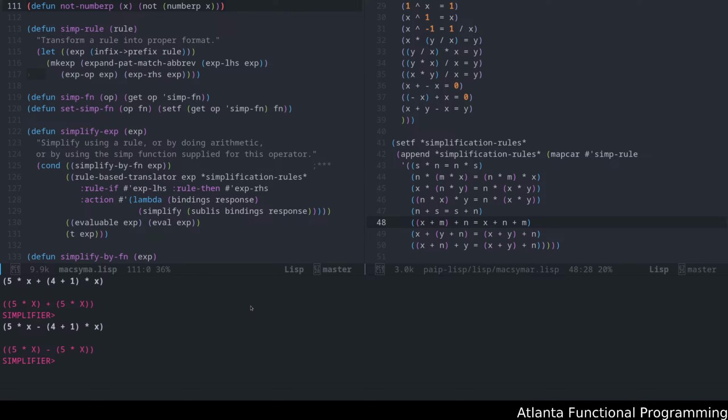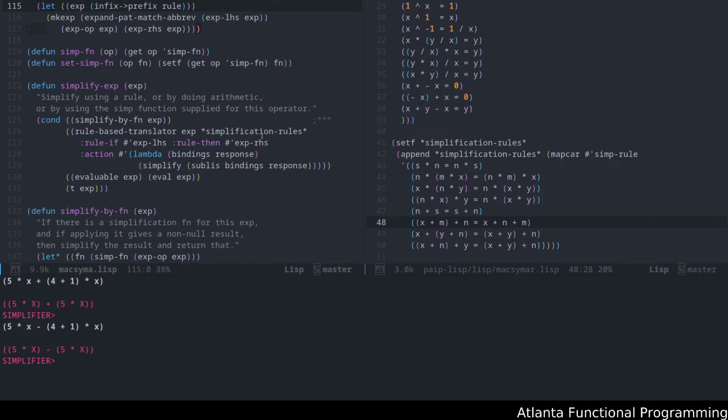This is doing the role-based translation. Right, this is doing the role-based translation from the right-hand side. Then it simplifies the binding with the response that we typically have dealt with.